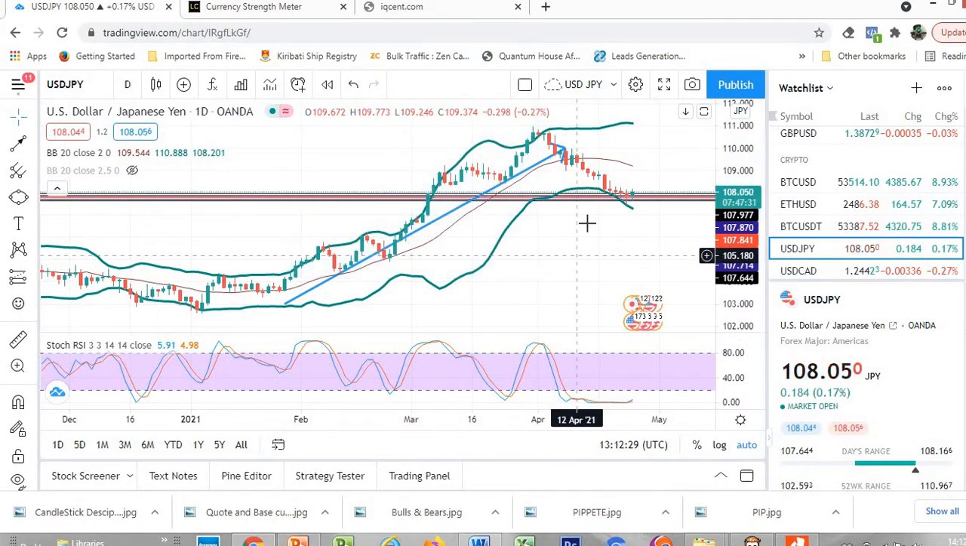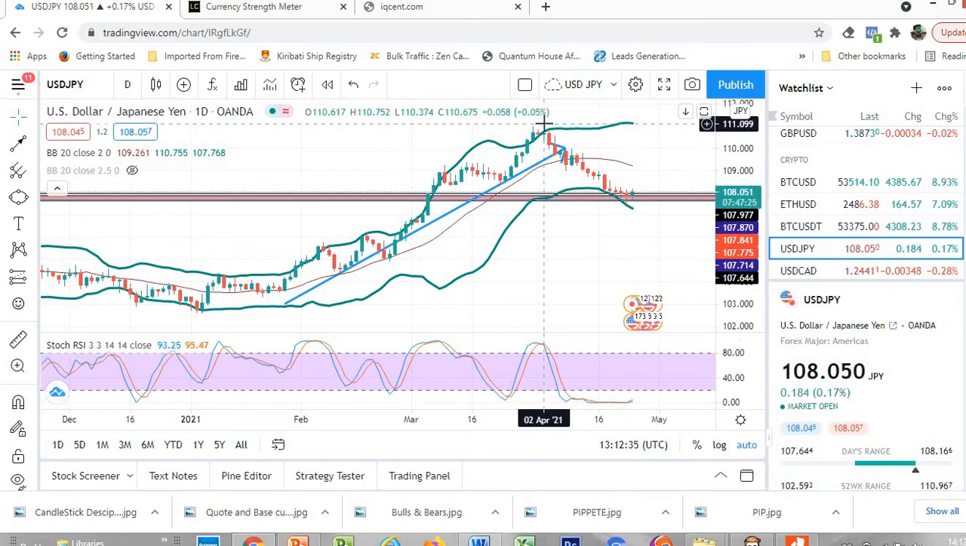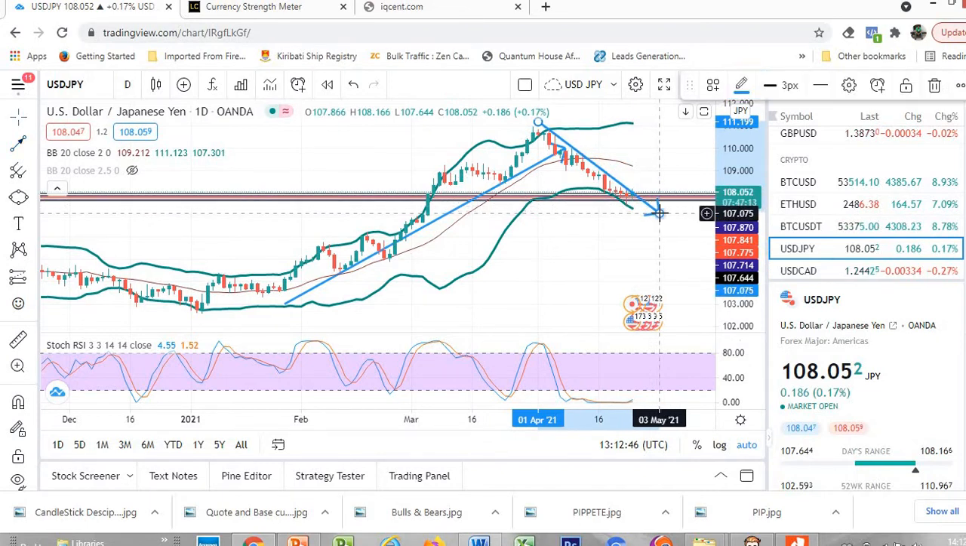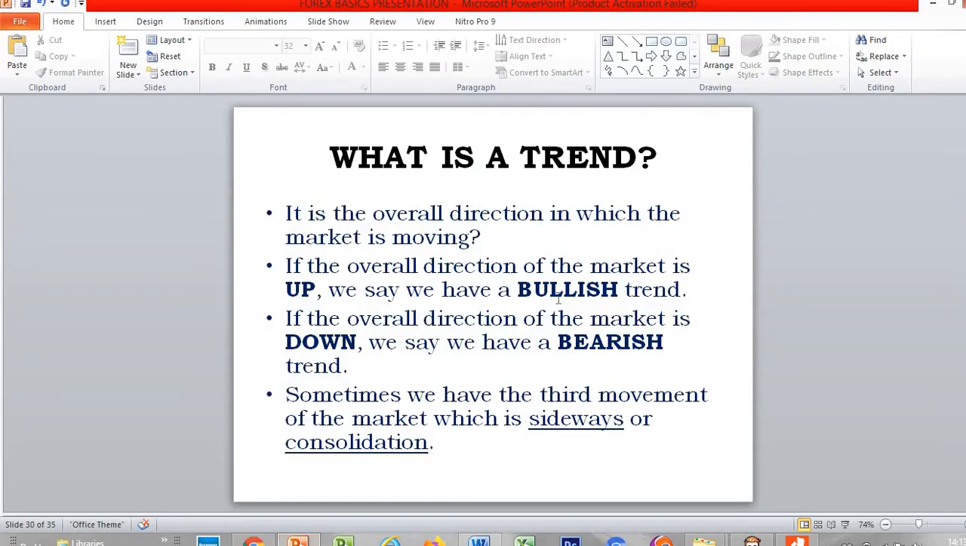But if we look at it from this moment now, from the 1st of April, it has started going downward again. Currently it is on a downward trend. So this is a clear example of what an uptrend and a downtrend mean. That's what we meant by the bullish trend and the bearish trend. If the market is going up, we say it has a bullish trend. If it's going down, we say it has a bearish trend.